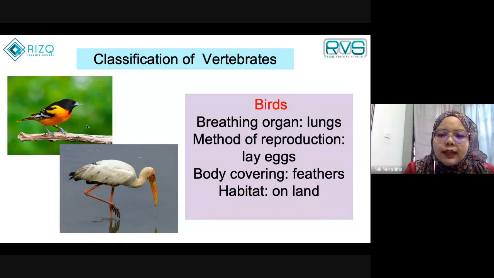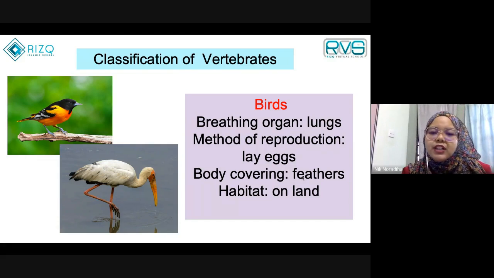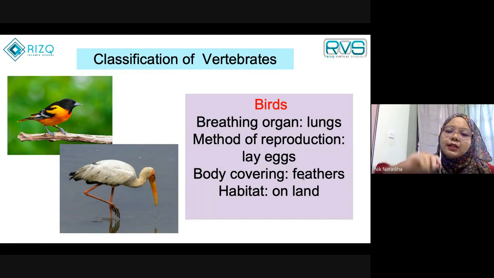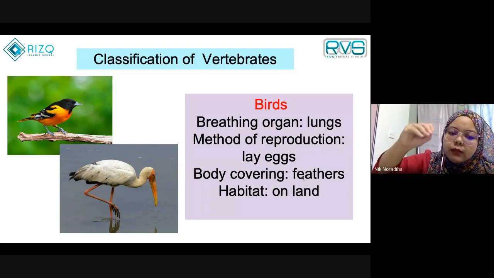Okay, so this one is about the group of birds. So we have bird here, we have stork here. So chicken is in the group of bird as well. Why? Because they lay eggs and their body is covered with feathers. So habitat on land. So we classify our chicken as bird as well. This one is the group of animal, right?